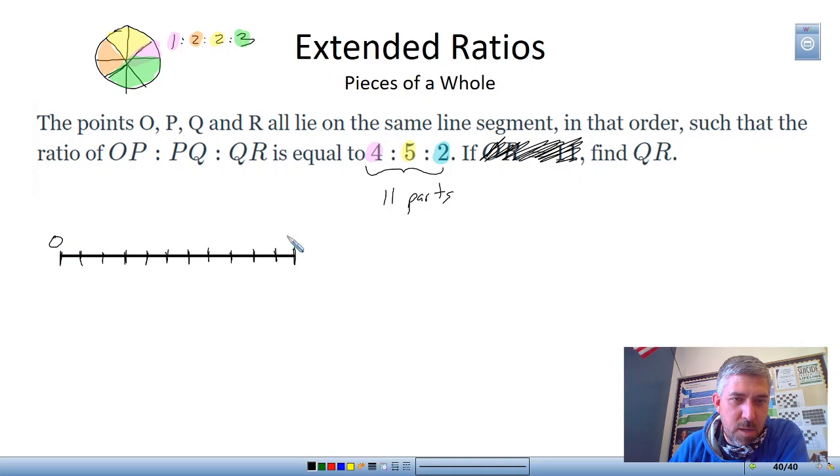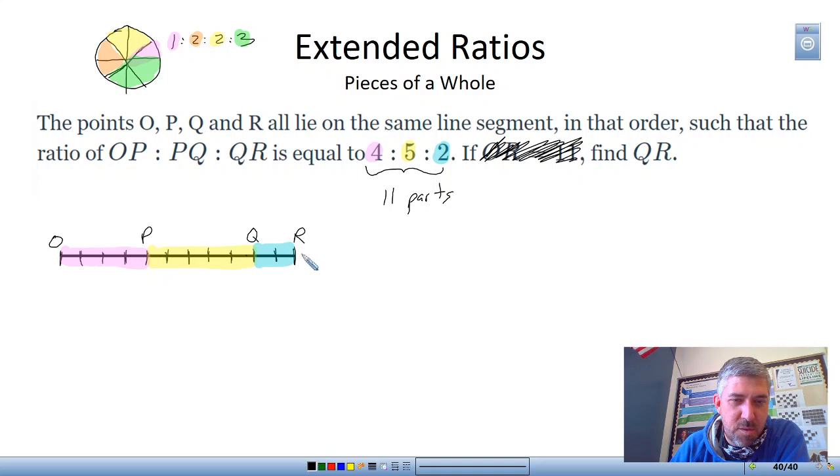The first section gets 4 parts, so 4 parts go to pink. Then the second section gets 5 parts, so 5 parts go to yellow. Notice that we have 2 parts left over, so 2 parts go to blue. This here would be point P. So OP is 4 parts, PQ is 5 parts, and QR is 2 parts.